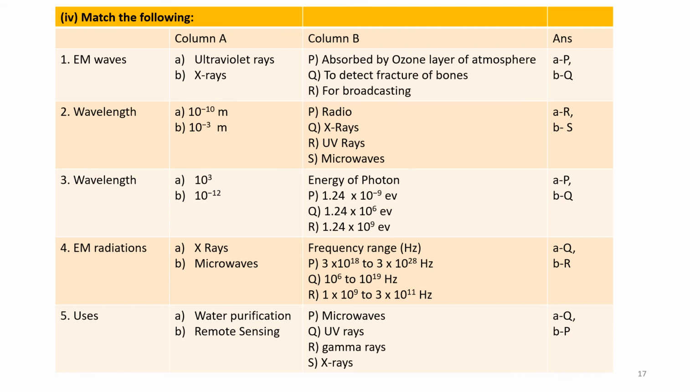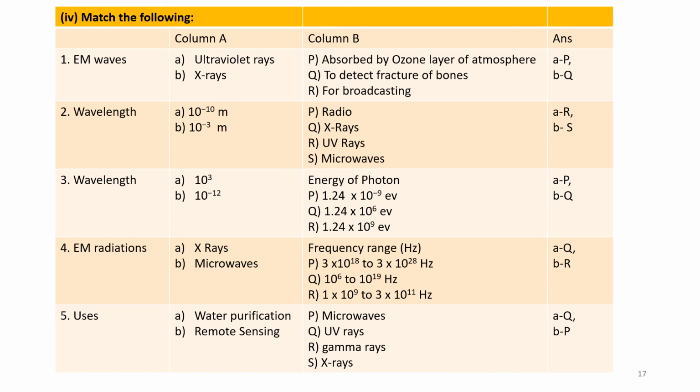Then question number 3, wavelength. Again, wavelengths are given as A: 10 to the power of 3 and B: 10 to the power of minus 12. So we have to calculate the energy of the photon given in column B. Option P is 1.24 into 10 to the power of minus 9 electron volts. Q is 1.24 into 10 to the power of 6 electron volts. And R is 1.24 into 10 to the power of 9 electron volts. So A is P, and B is Q. That is the answer.